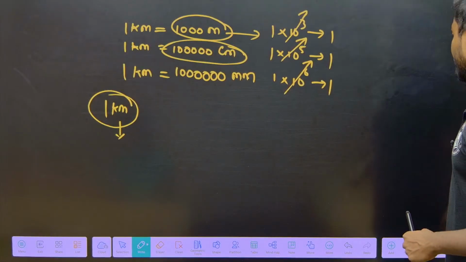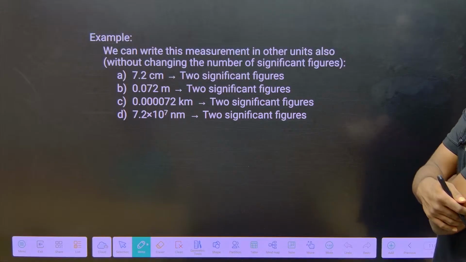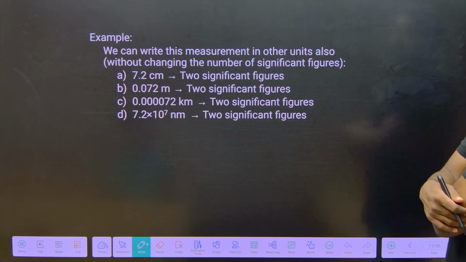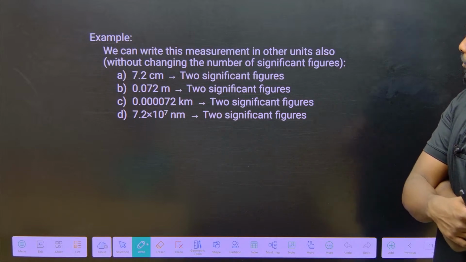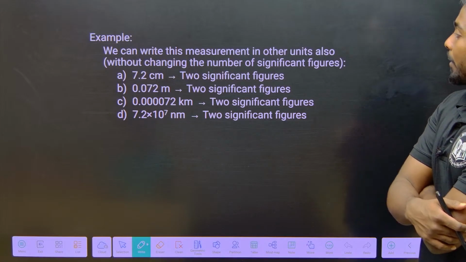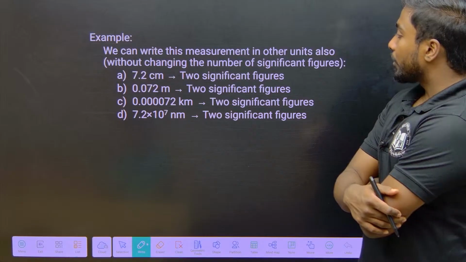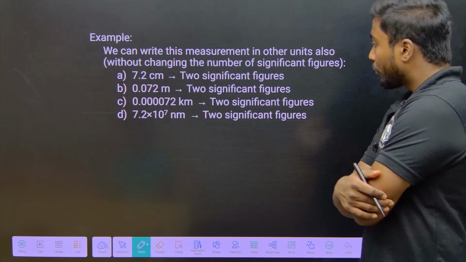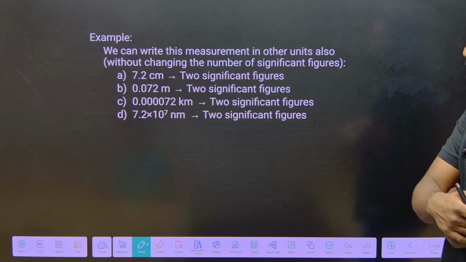Rule number 7: here is the example. We can write the measurement in other units also without changing the number of significant figures. 7.2 centimeter has 2 significant, 0.072 meter has 2 significant, 0.000072 kilometer has 2 significant, 7.2 into 10 power 7 nanometer also 2 significant.